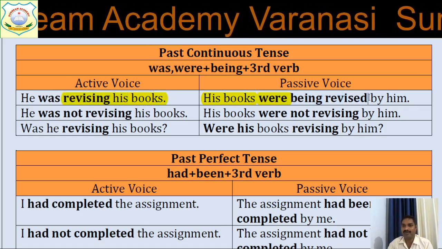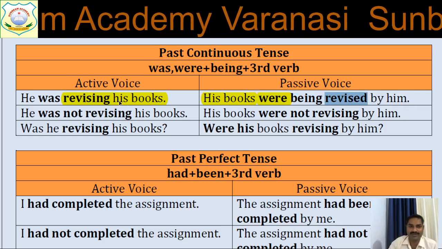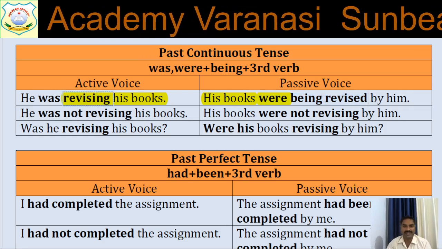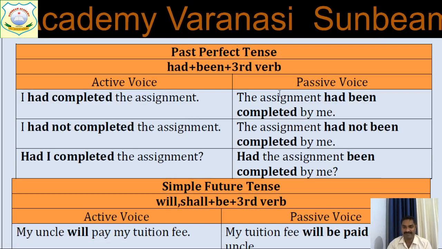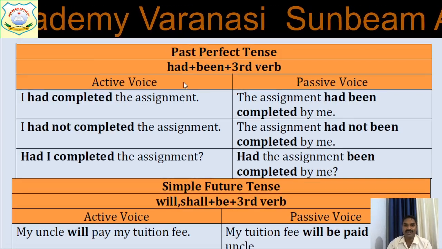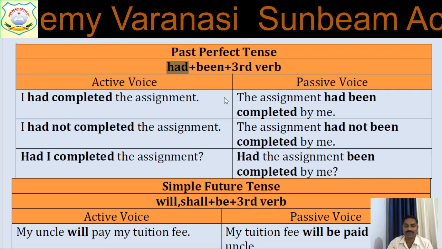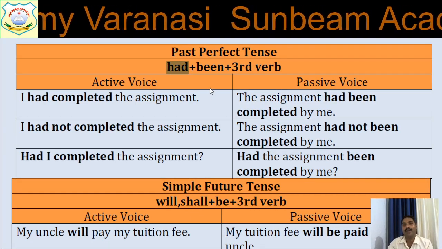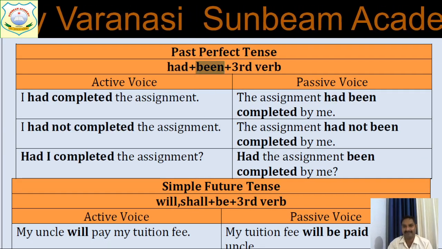And then the main verb will always remain in third form, and the main verb will also be taken from the active voice. In the same way, past perfect tense, in perfect, you can use had, as you know that only had, helping verb, is used there, but you will have to use been because this is perfect.